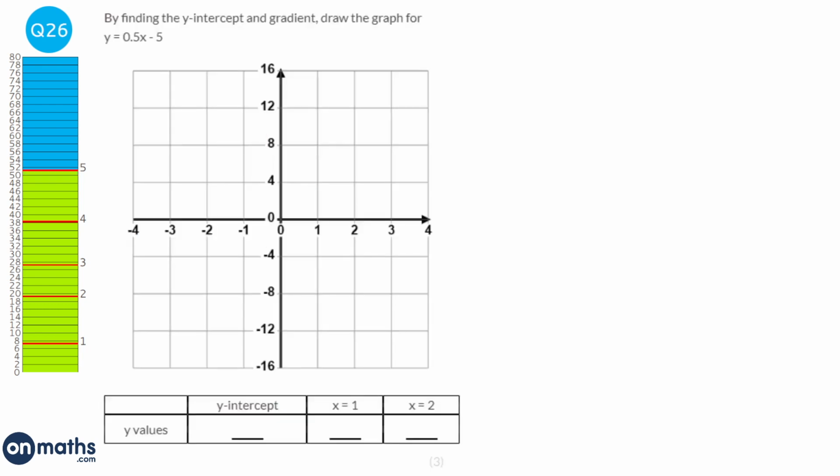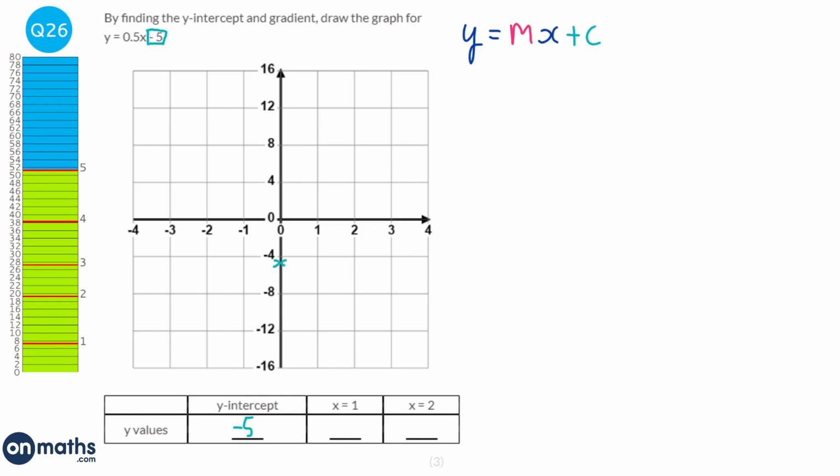We know that all linear graphs follow y equals mx plus c, with the m being the gradient and the c being the y-intercept. So let's have a look at what the y-intercept is for the equation we're given. Well, it's going to be -5. So we know it's going to hit the y-axis at -5, so we can plot that.